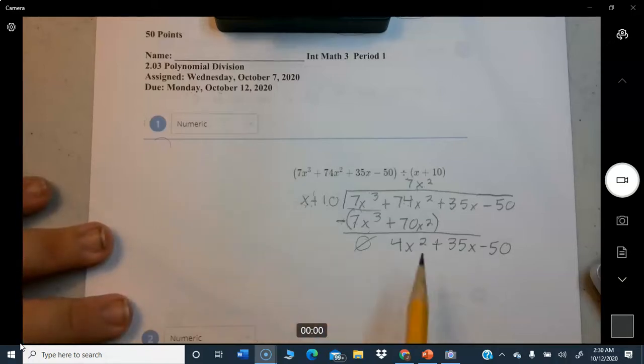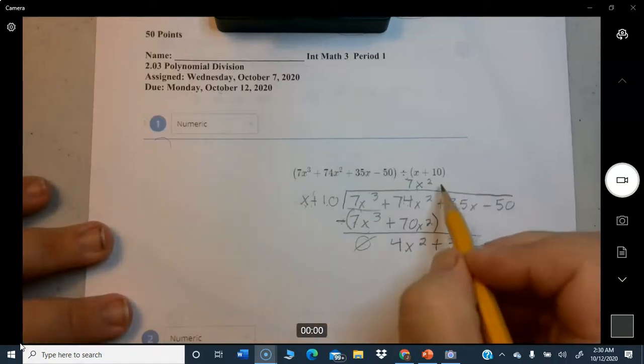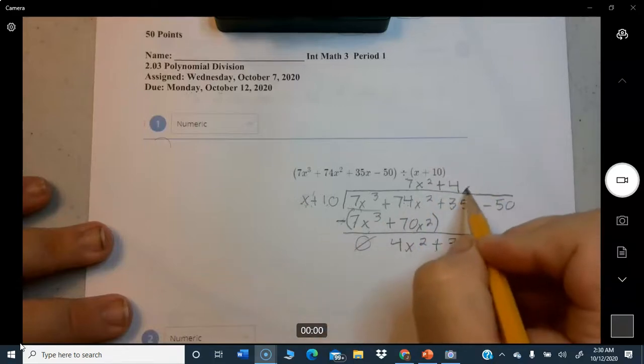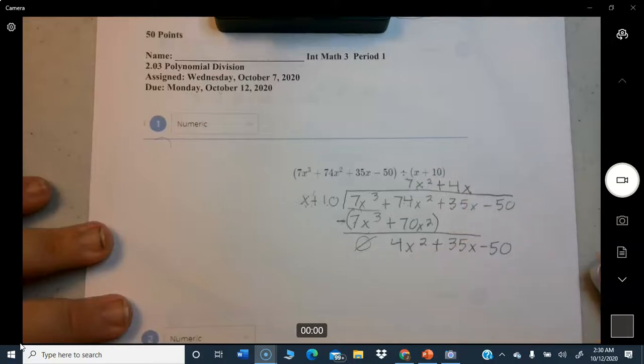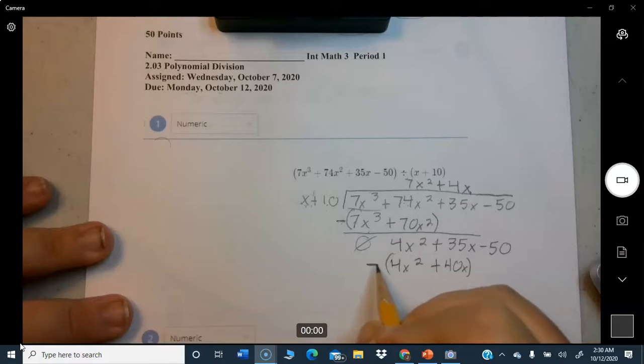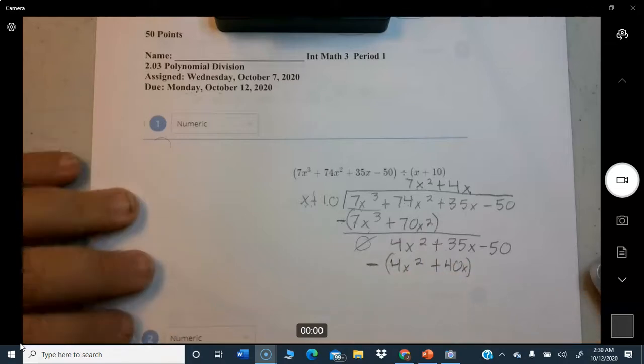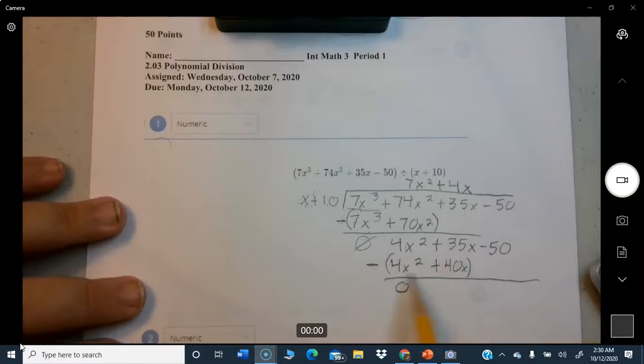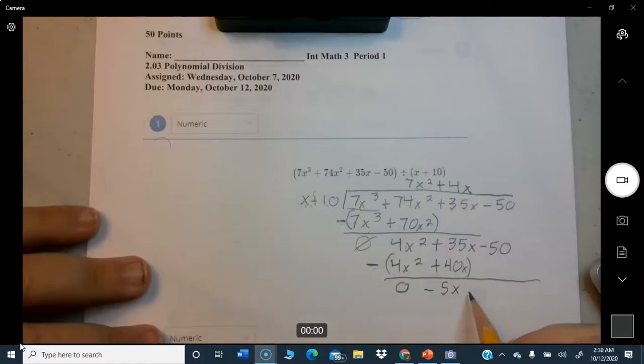What do you multiply x by to get 4x squared? Well, you need a 4. And x times x will give you x squared, so it's going to be 4x. And you put that in the x column right here. Okay, so 4x times x. 4x times 10 is 40x. But don't forget, you're going to put that in parentheses and put a minus on. You're subtracting all of this. Okay, so this minus this always comes out to be a 0, the first term. And it's 35 minus 40, which is negative 5x. And now you bring down the 50.